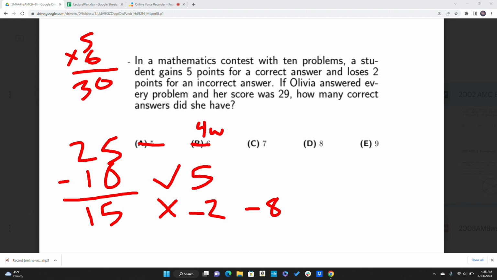Okay, let's say she got 7 right. So she gets 5 points for each right one, so that's 35 points for getting 7 right. Okay, and if there's 7 right, that means there are 3 questions that are wrong. Every time she gets something wrong, she loses 2 points, so that's minus 6 points. 35 minus 6, that's 29, and there's our answer. Right, we're looking for a score of 29. Getting 7 right and 3 wrong yields a score of 29 for Olivia.